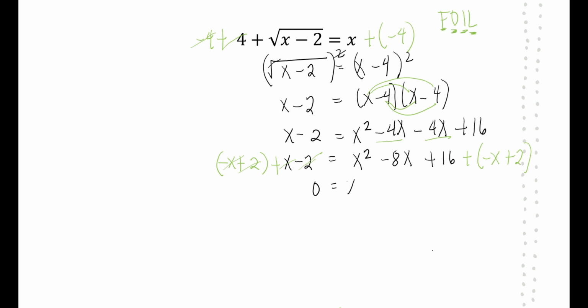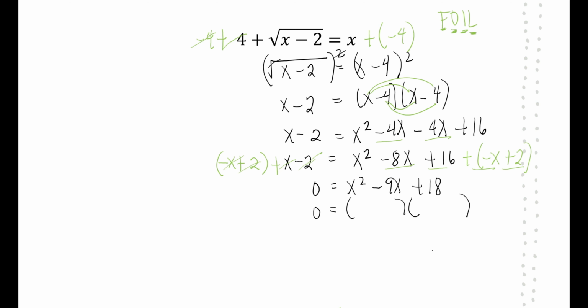And then x squared, 8x minus x is equal to negative 9x. Positive 16 plus 2 is equal to positive 18. And then we may use again the method of factoring.